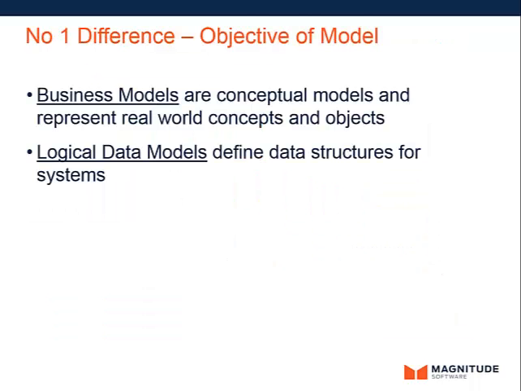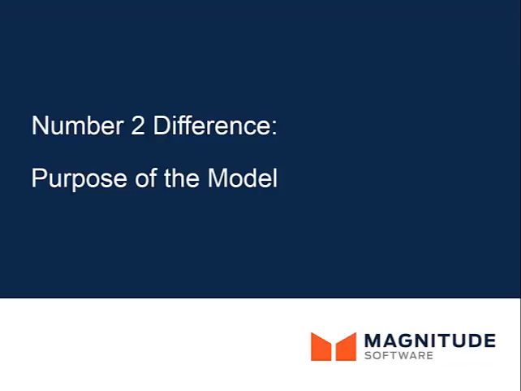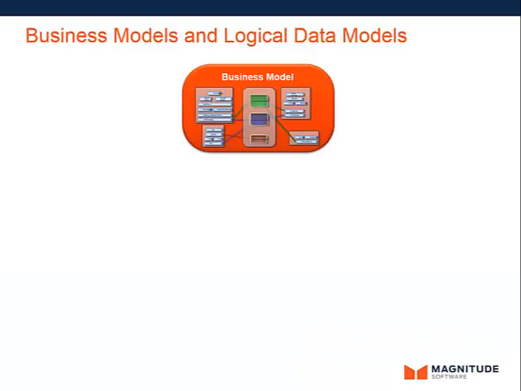So the first difference is that business models are conceptual models and represent real-world concepts and objects. Data models, or logical data models, define data structures for systems. And the second difference is the purpose of the model. The purpose of the business model, well, we covered some of that in saying that it describes real-world things, so it's meaningful to business people, so it's a good communication tool. But I want to go on from there and look at how that relates to the logical and physical models.